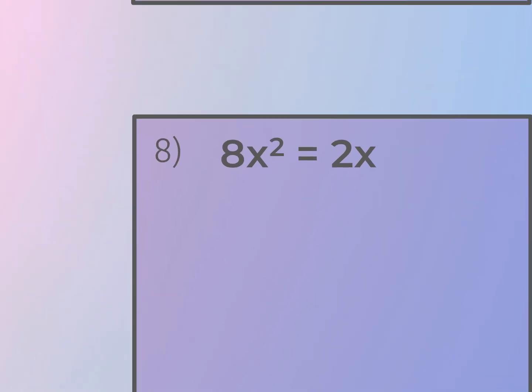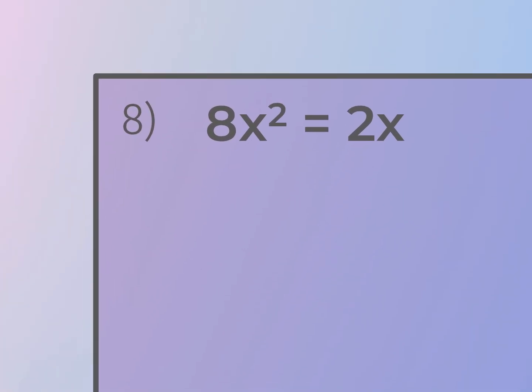All right, number 8. Same kind of problem. Before I do anything, what do I have to have my setup look like? Everything needs to be on one side. Your equation needs to be equal to 0. So I'm going to subtract 2x from both sides. I have 8x squared minus 2x equals 0.